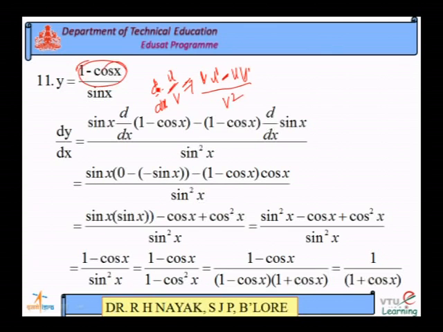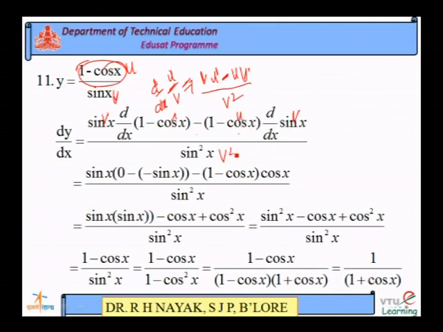According to that, what is v? v is sin x. d by dx of u, where u is 1 minus cos x, minus u, that is (1 minus cos x), into d by dx of sin x, whole divided by v square. Wherever we have d by dx, that term is to be differentiated, others are kept as they are.